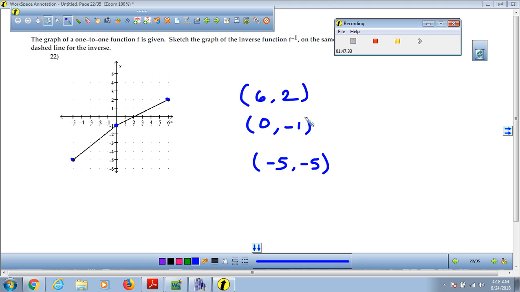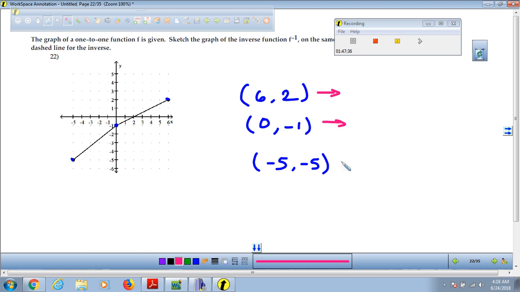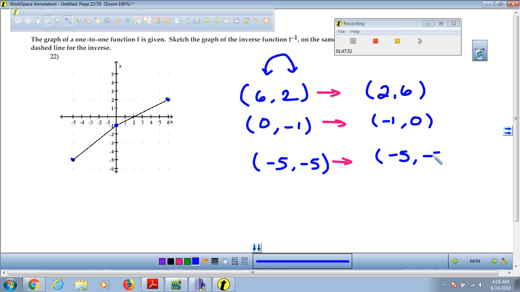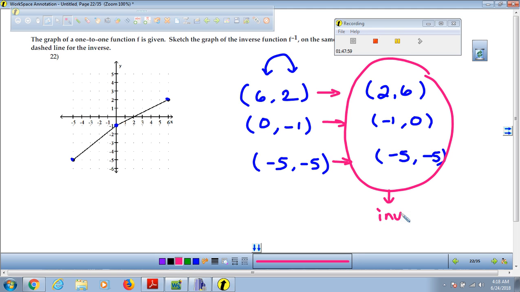So remember that the inverse of a function is nothing more than switching around your x and your y, right? That's one of the steps when you're finding the inverse of an equation. So what's going to be the inverse of this? Switch your x's and y's from place. 2, 6, -1, 0. And this one, it's just the same point itself, right? So these are the inverse. The points that are going to form the inverse function. 2, 6, -1, 0.